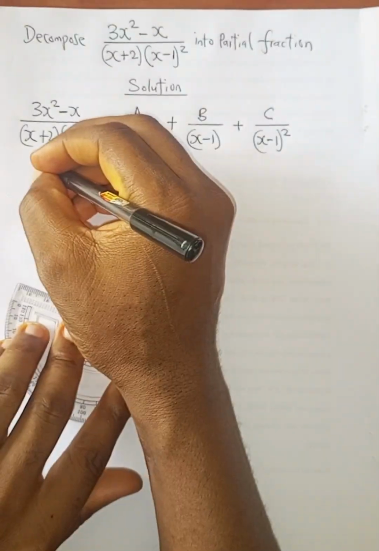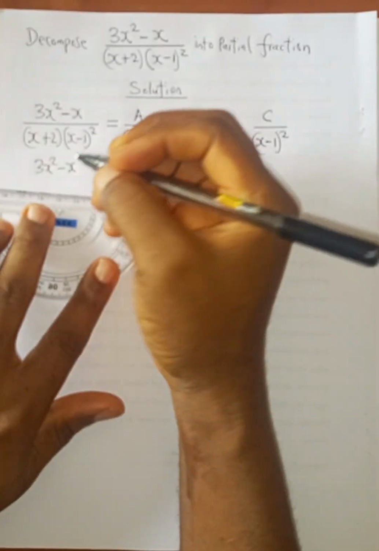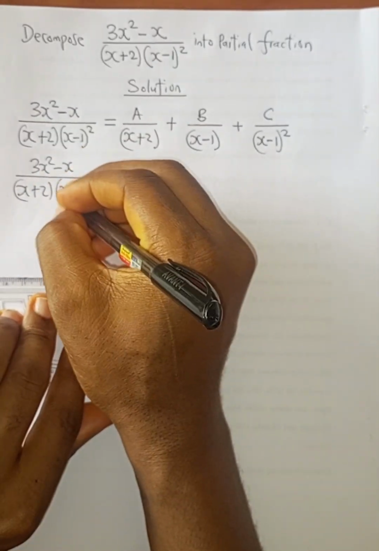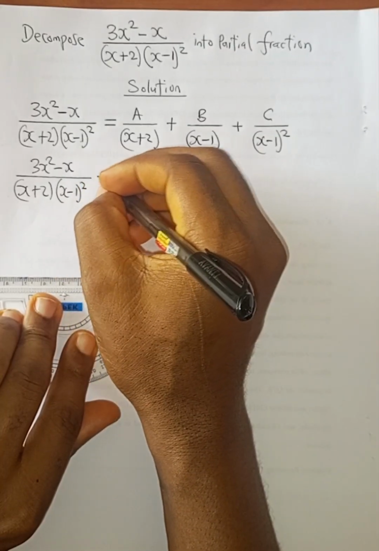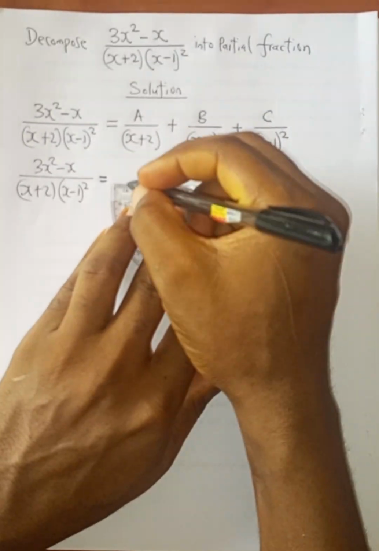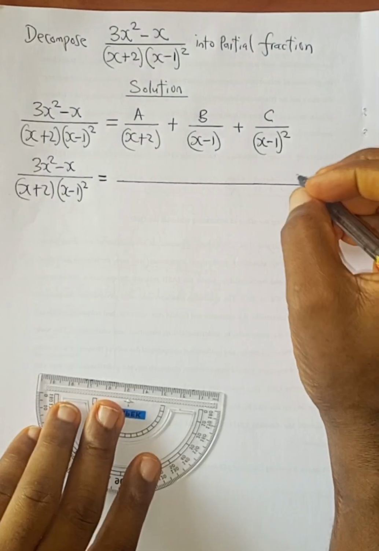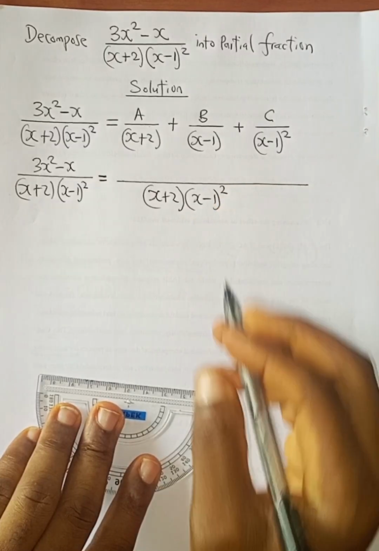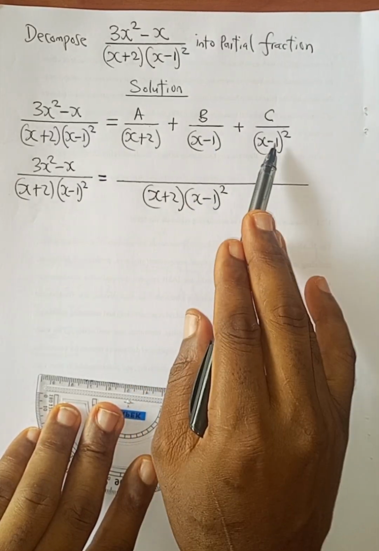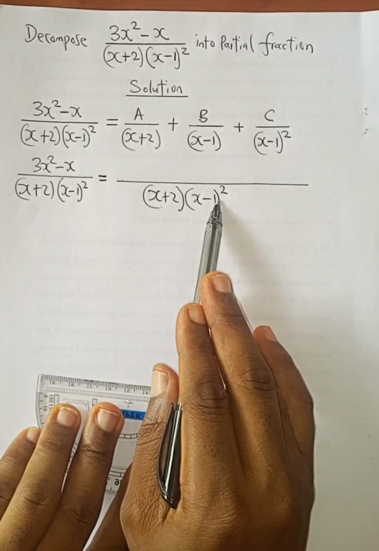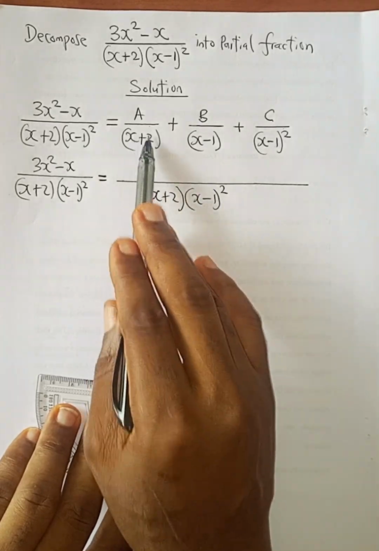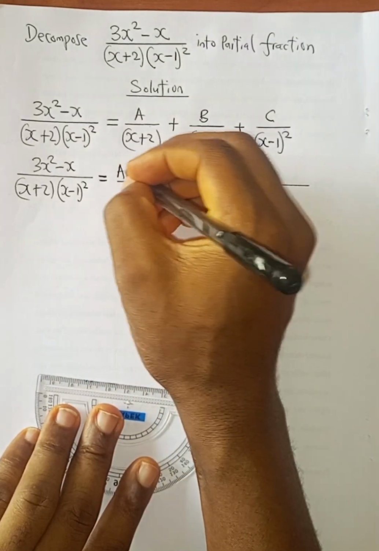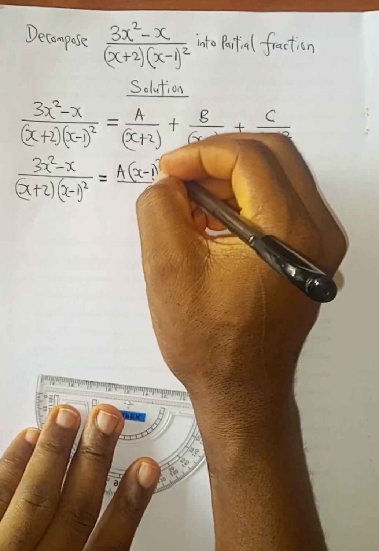Okay, let's proceed. So we have 3s squared minus x all over s plus 2 times s minus 1 squared is equal to, then what's the LCM here? The LCM will be s plus 2 times s minus 1 squared, because the LCM of these two is this, and the LCM of these two is this too. So this going into this will cancel this. S plus 2 will cancel s plus 2. We are left with s minus 1 squared times A. So we have A times s minus 1 squared.